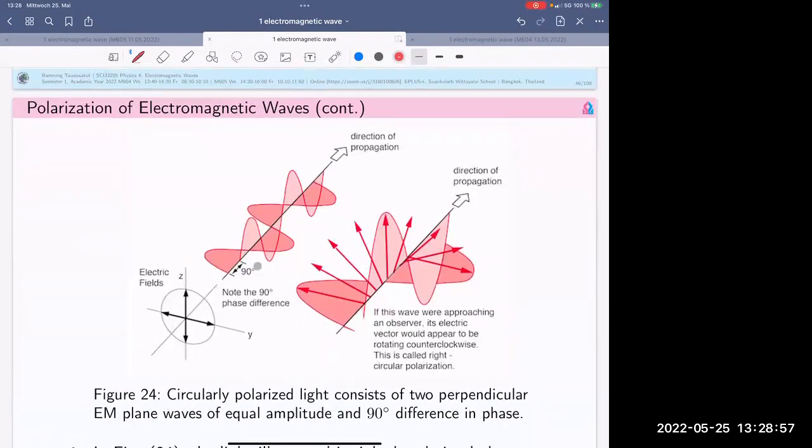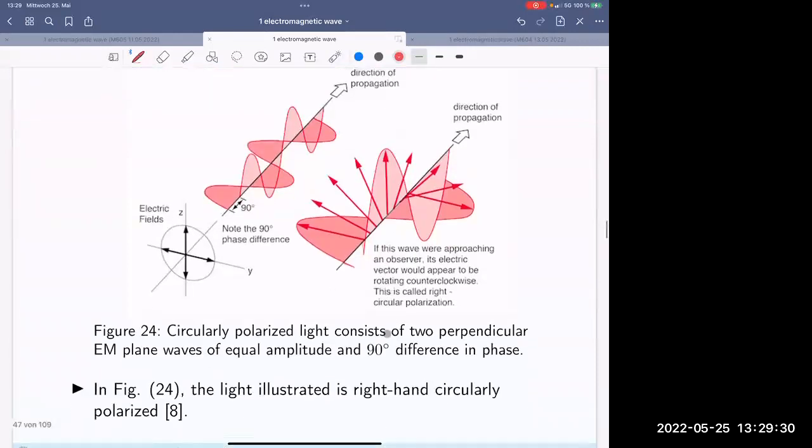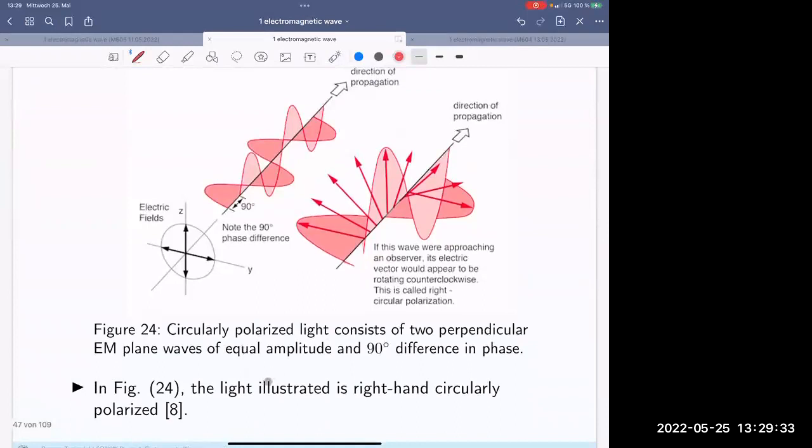We call such type of rotation of the E field circularly polarized light, and it consists of two perpendicular electromagnetic plane waves with equal amplitude. Once we have equal amplitude, the whole picture will be a circle, because the radius in the horizontal plane is the same as the radius in the vertical plane, and there is a 90 degree phase difference.